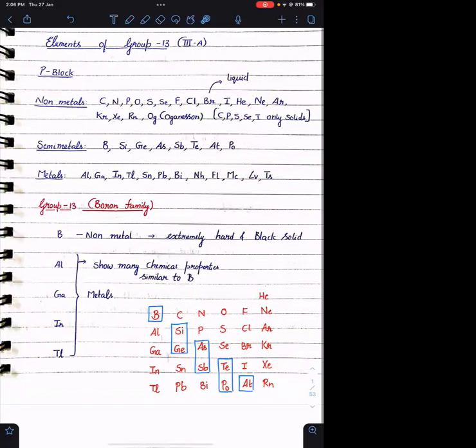Okay. And you have bromine as liquid. Br2 is liquid. Rest all of them are gases. Is that clear? Solids we already know. Carbon is a solid. Phosphorus, sulfur, selenium is also solid. Iodine is also solid, you already know that. Iodine is a solid at room temperature. So selenium, remember it separately. Selenium is also solid. Okay, semi-metals are marked.